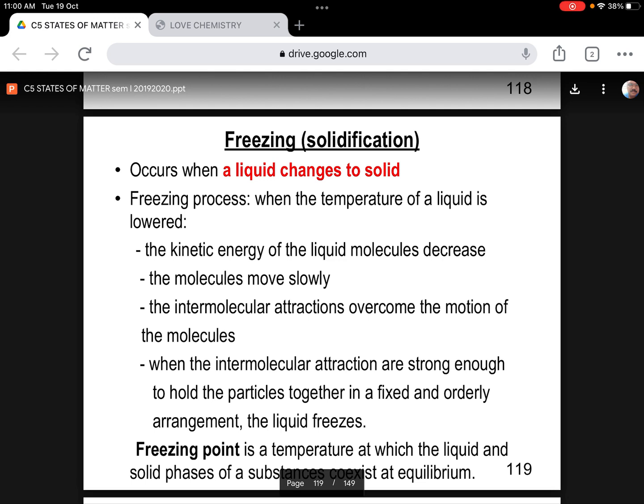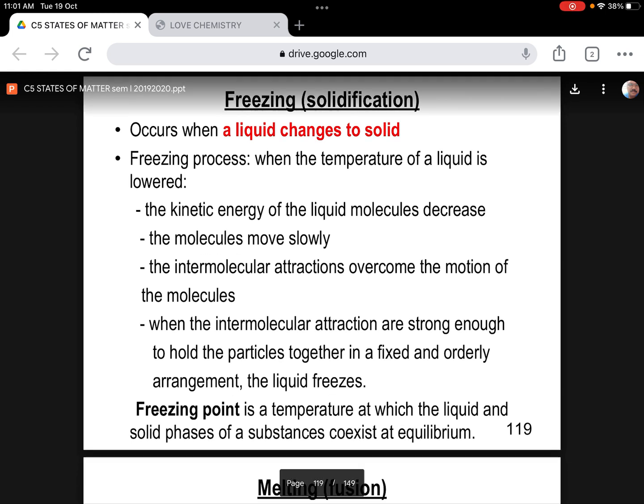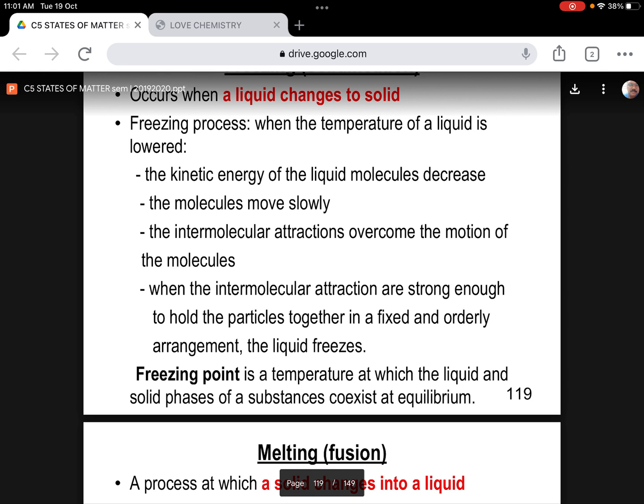In the freezing process, when the temperature of a liquid is lowered, kinetic energy decreases and molecules move slowly, so intermolecular forces can overcome the motion of the molecules. When the intermolecular forces are strong enough to hold the particles together in a fixed and orderly arrangement, the liquid freezes. I'm quite sure you have learned this process since lower secondary school, so there is no further explanation here. Freezing point is the temperature at which liquid and solid phases of a substance coexist at equilibrium.